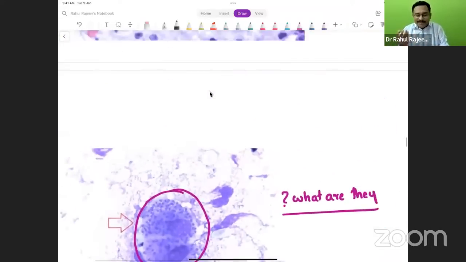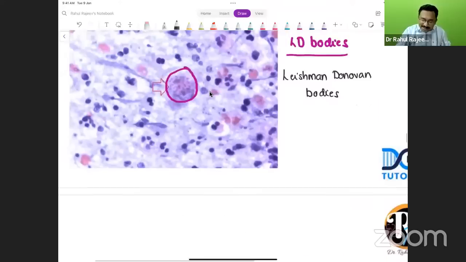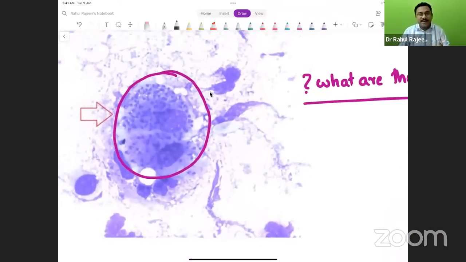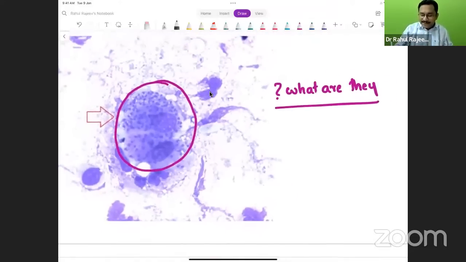Now you tell me, let me see who is good in microbiology here. All those dot, dot structures that you are seeing here, appreciated in a high power view, what are these bodies? What are LD bodies? Many students are saying it is Kala-azar. But tell me, what exactly are these LD bodies? They are what? Amastigotes.